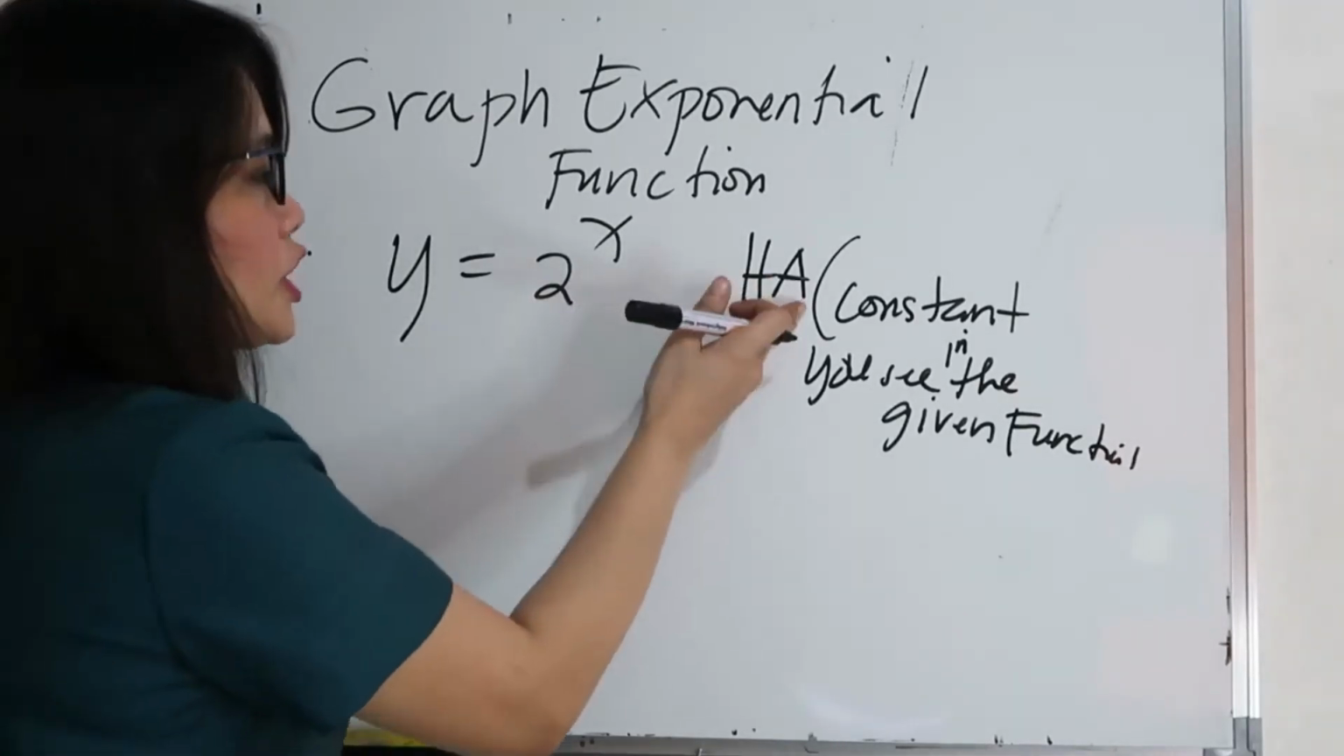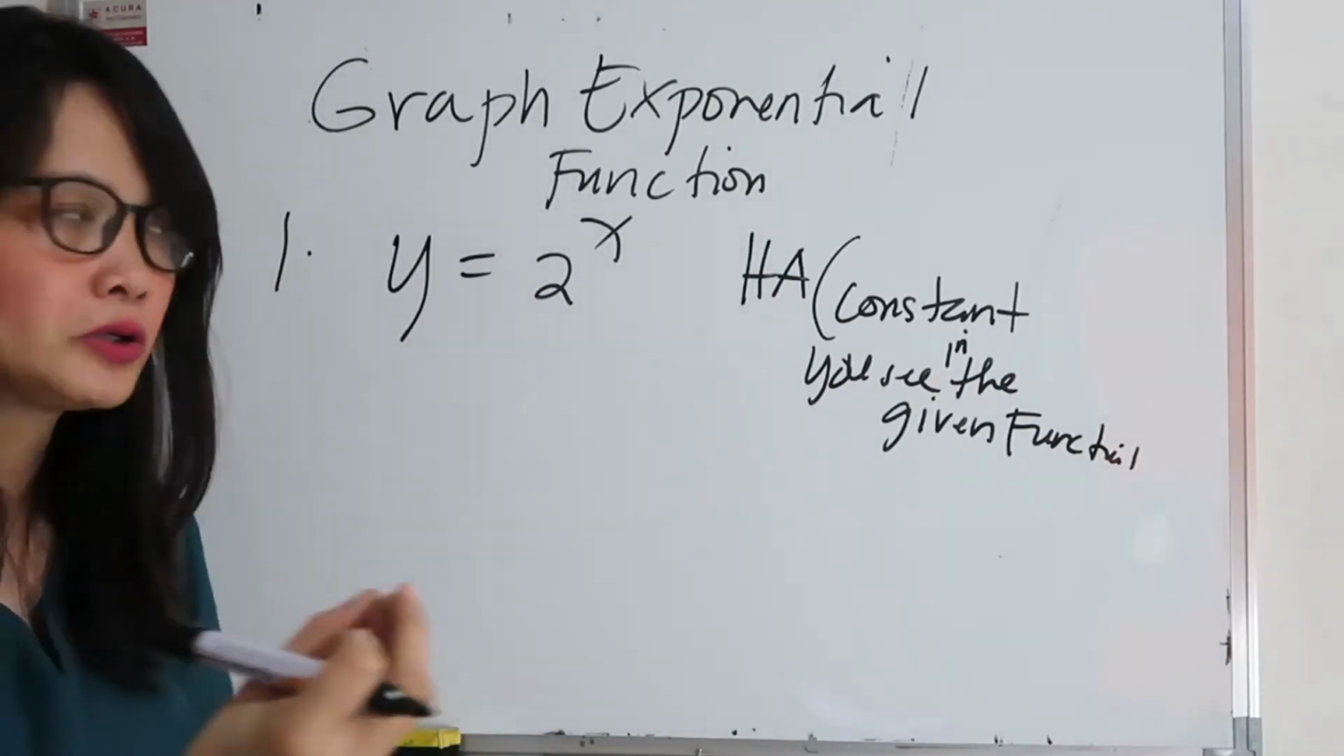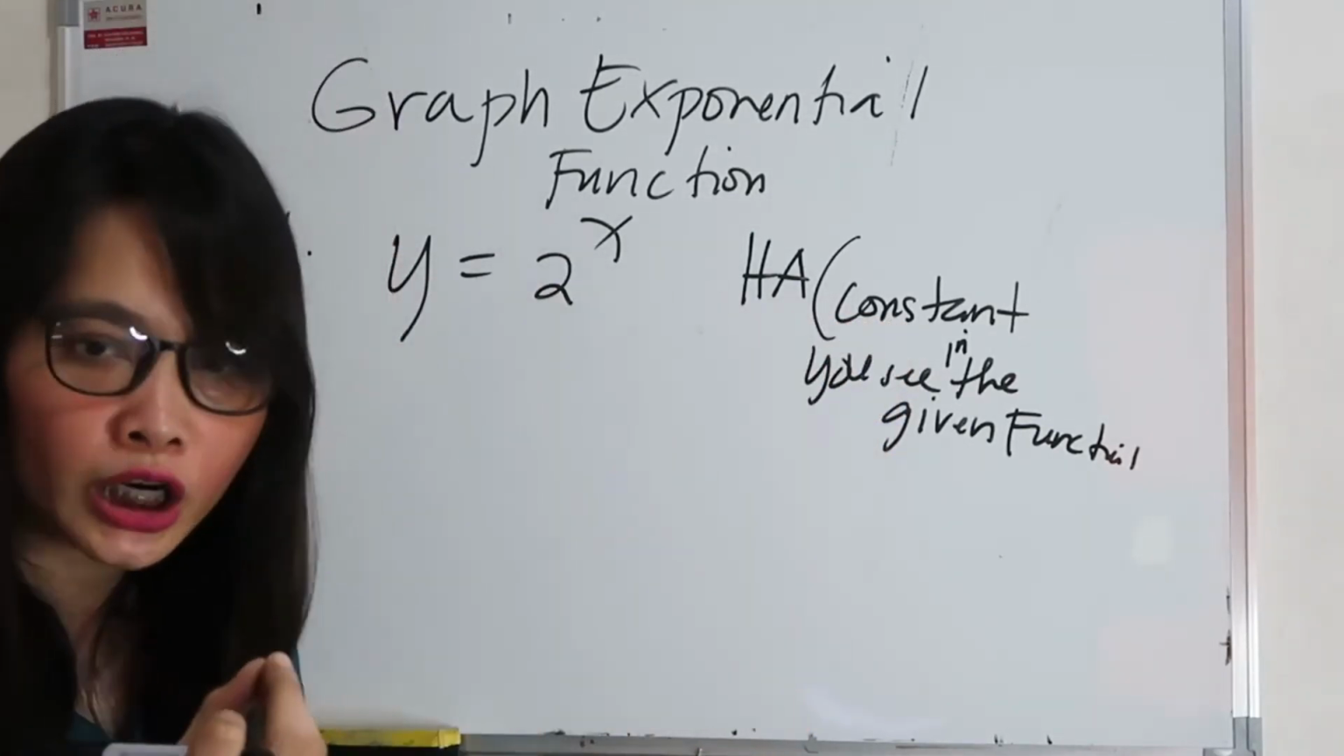So when we say HA, you're referring to a horizontal asymptote. Horizontal asymptote means the constant, a number you see in the given function. So in this particular example, the horizontal asymptote is 0. Now, the question is, Miss, how do we plot that?